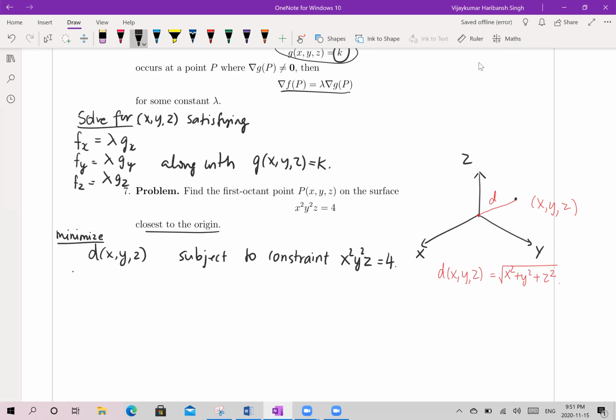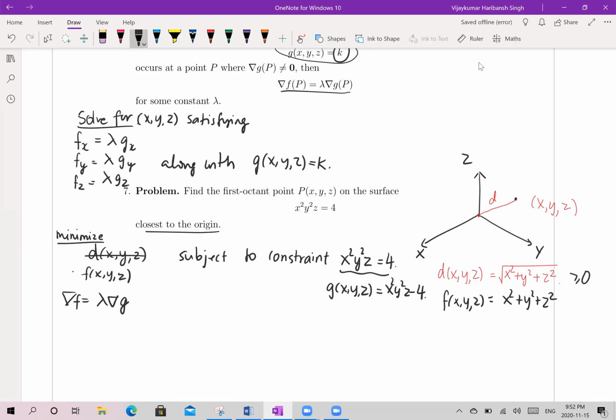That's a good idea to label these axes properly. So instead of working with d, we will basically work with f of x, y, z equals x squared plus y squared plus z squared. Now we can do that here because d is always greater than or equal to 0. So optimizing for a positive is the same as optimizing for the square of it. So minimize f of x, y, z subject to this constraint. By the theory of Lagrange multipliers, we know grad f should be lambda grad g, so what is my function g? g of x, y, z is x squared y squared z minus 4 equals 0.